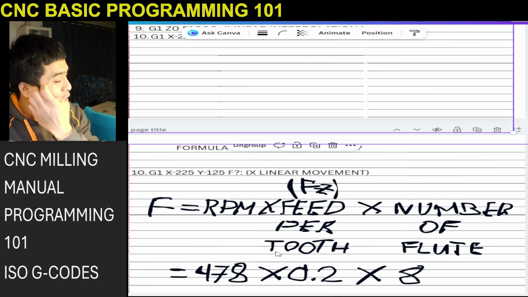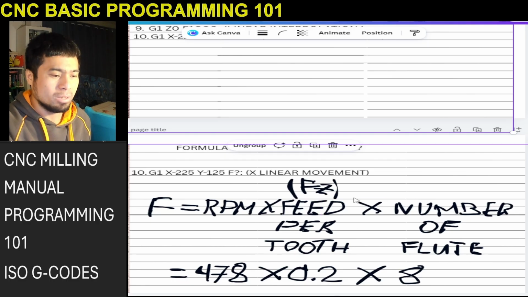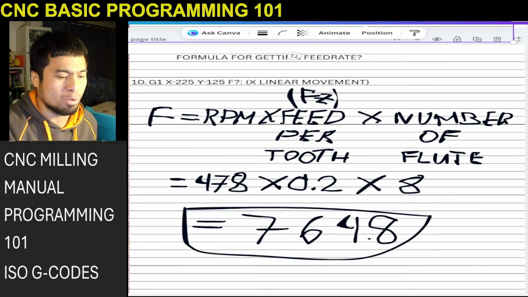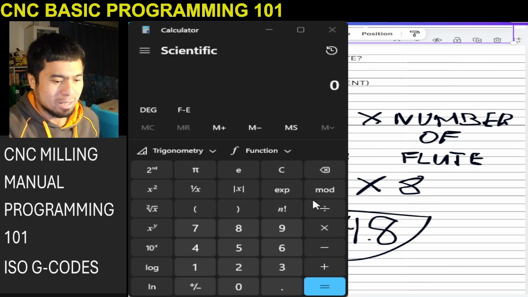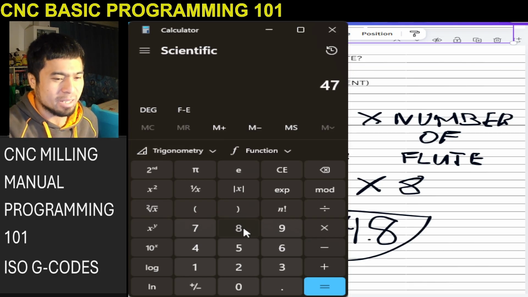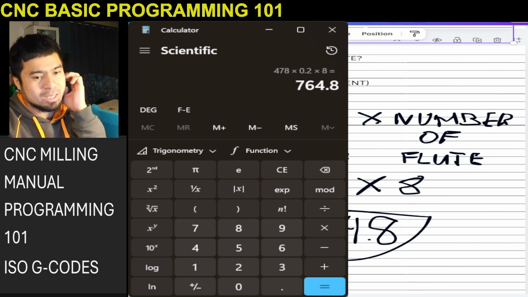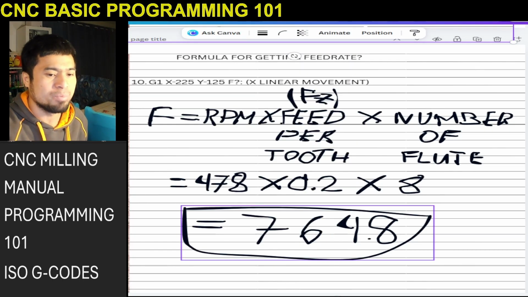So just multiply those, because the formula for getting feed rate is RPM times feed per tooth times the number of flutes. Multiply all those and we will get 764.8. Let's say in our calculator: 478 times 0.2 times 8 flutes equals 764.8. That's what we put here in our answer.